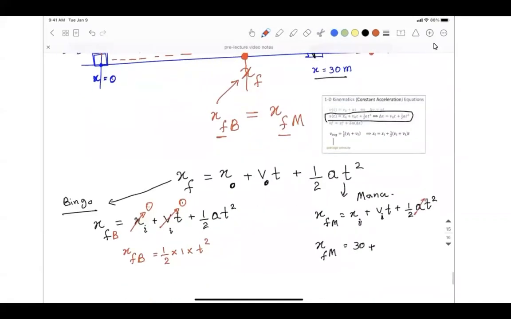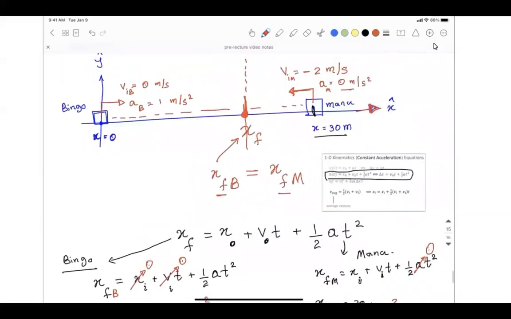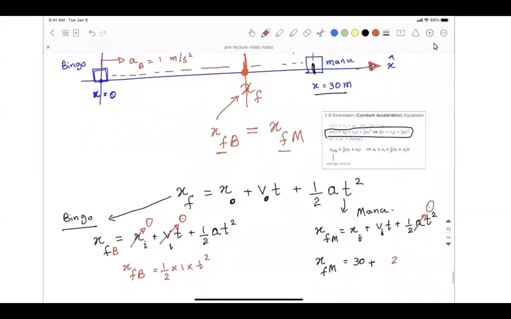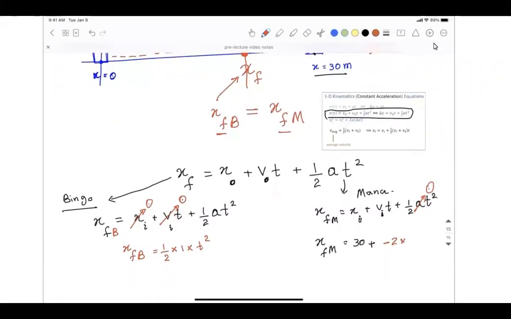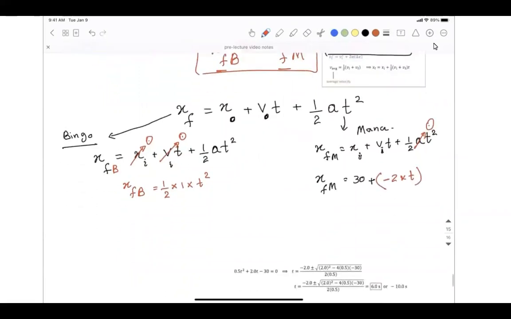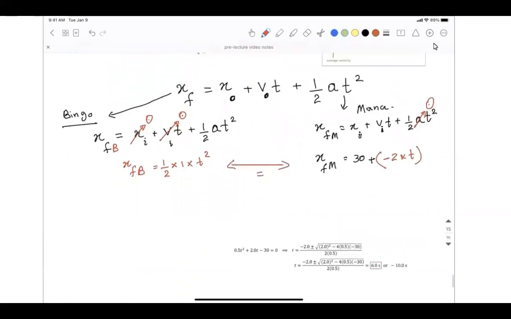We can put this guy to a 0. 2 is the velocity, and it is a negative velocity because it is going in the negative x direction. We said this is the positive x direction for our problem. And the time. Okay, now here is the condition. Final positions, they should be the same. We can set them equal.